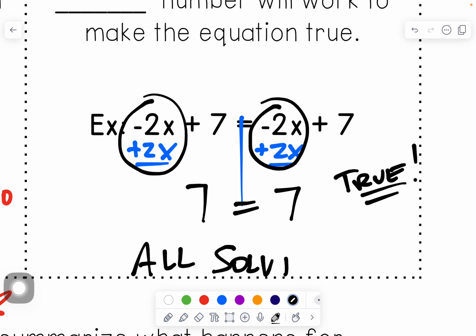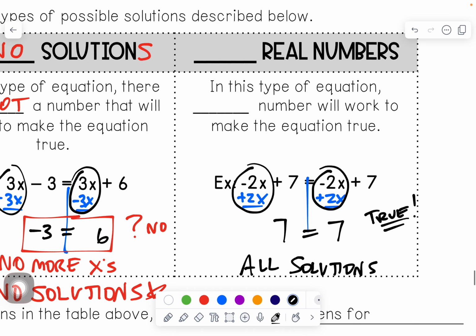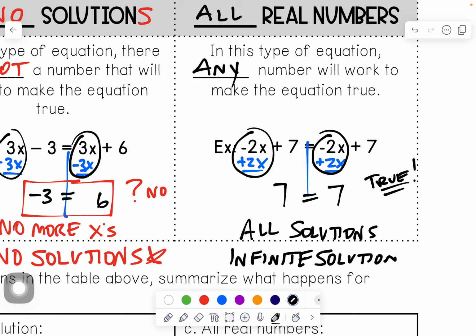I'm going to have all solutions. That means any number I pick for x would work. And now you'll see that written a couple different ways. All real numbers is the way the book teaches it. Any number would work. You could say all solutions. You'll hear me or see me say infinite solutions. That just means that any x value you choose would work for the equation.